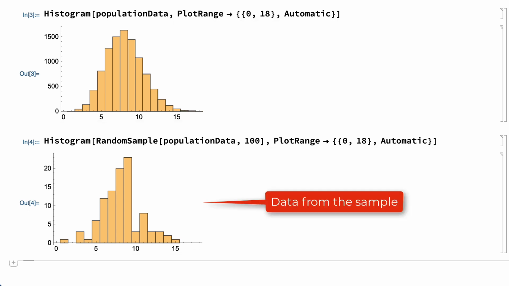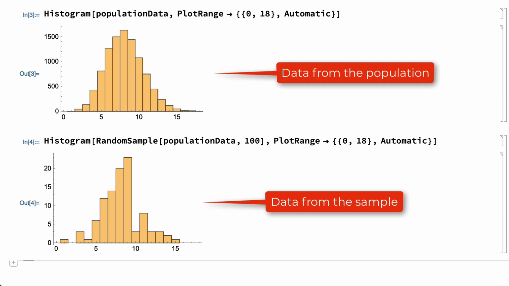The histogram of the sample does differ from the histogram of data from the population, especially in details, but the broad shapes of the two histograms are actually quite similar. Both histograms show data values ranging from 0 to 18, and both histograms show values concentrated in roughly similar regions near the center of that range.